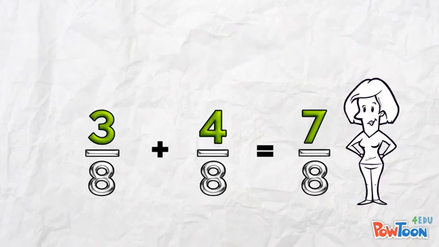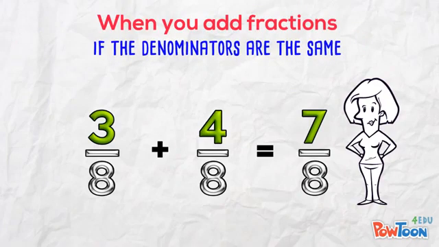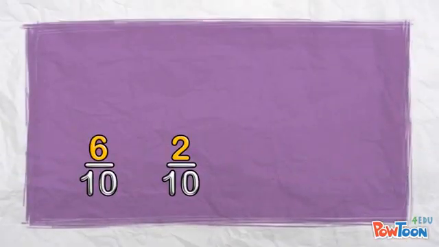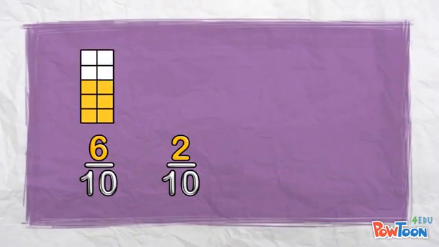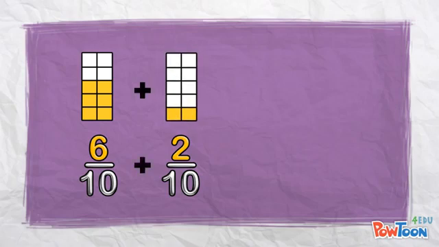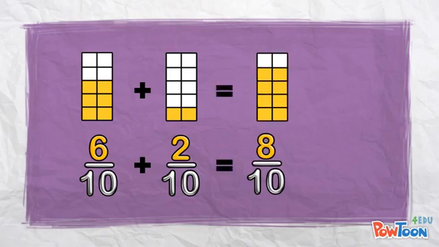So you can see, when you add fractions, if the denominator is the same, you keep it and just add the numerators. In this example, we've got 6 parts out of 10 plus 2 parts out of 10. 6 plus 2 is 8 parts out of 10.